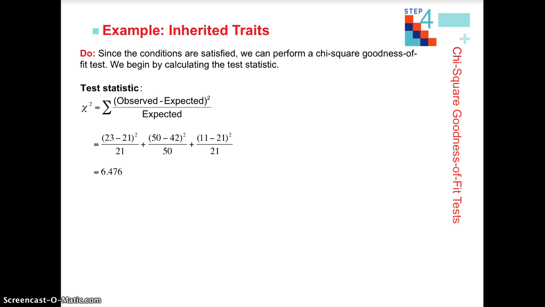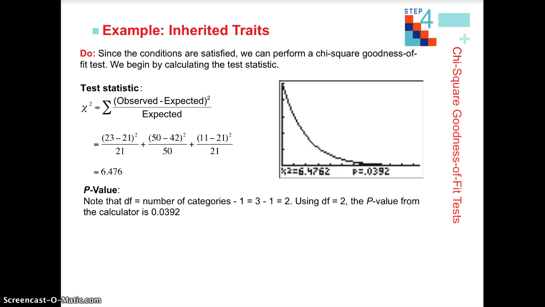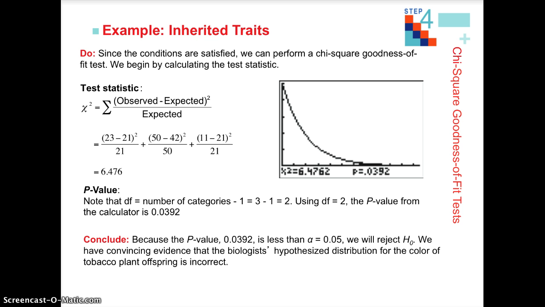Next, we have the expansion of our chi-square test statistic. We end up with a chi-square value of 6.476, and that means that we have a p-value of 0.0392. So for our conclusion, we ran this one in the calculator, obviously, with degrees of freedom 2, because we had 3 different color possibilities, so 3 minus 1 is 2 degrees of freedom. And our p-value is smaller, so we reject the null hypothesis. We do have evidence that the biologist's hypothesis is incorrect.